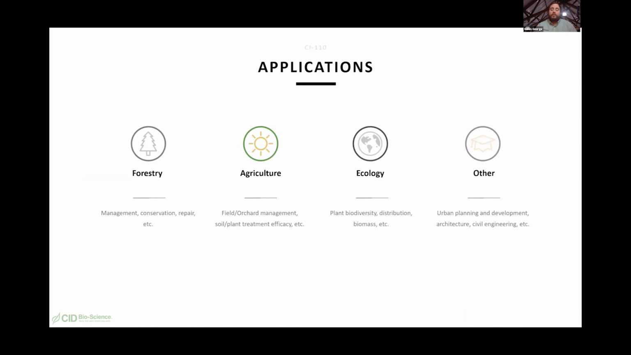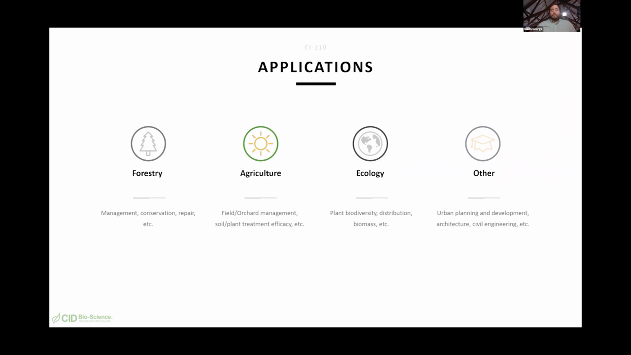So let's jump right into some of these applications that I was talking about. As I mentioned, there's really almost limitless applications for this Canopy imager. So you have your standard forestry management and conservation, investigating canopy densities in any sort of typical forest situation.